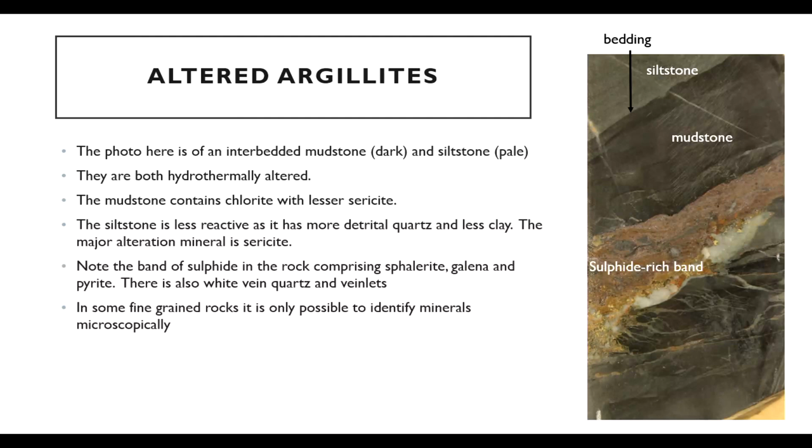Here's a similar example, but it's got an obvious big vein running through it with sulfides in it, which helps tell us what's going on. But the alteration has gone towards chlorite with a bit of sericite, so it's fairly weak and of low grade.